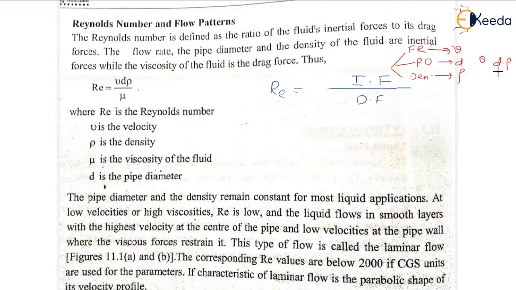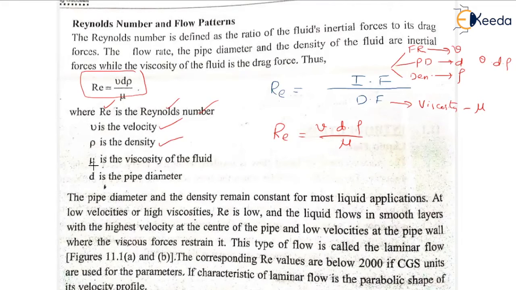V into D into rho. What is drag force? It is the viscosity. Viscosity is denoted by mu. Therefore, Re turns out to be velocity into D into rho by mu. This is the formula, where Re is the Reynolds number, V is the velocity, rho is the density, mu is the viscosity of the fluid, D is the pipe diameter.